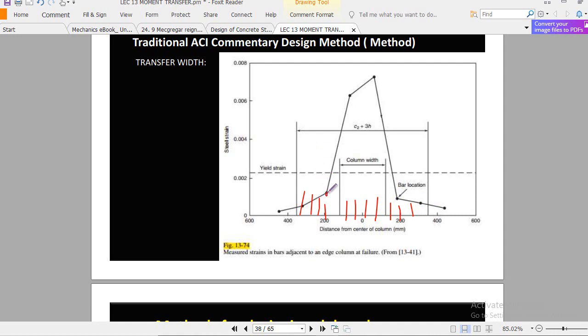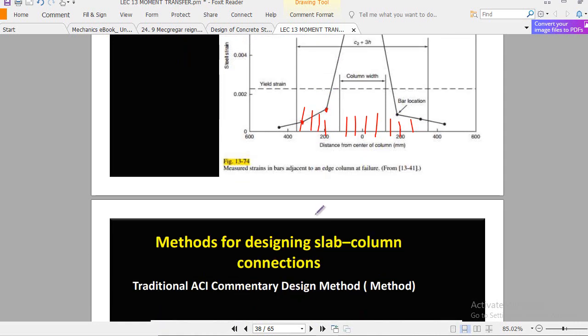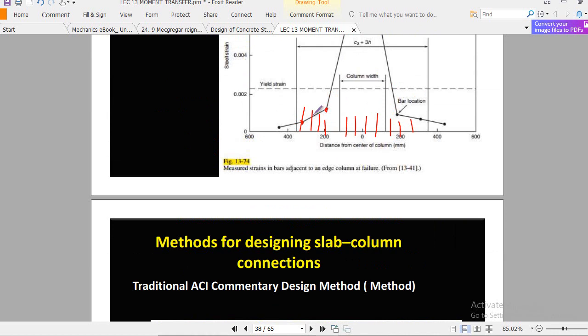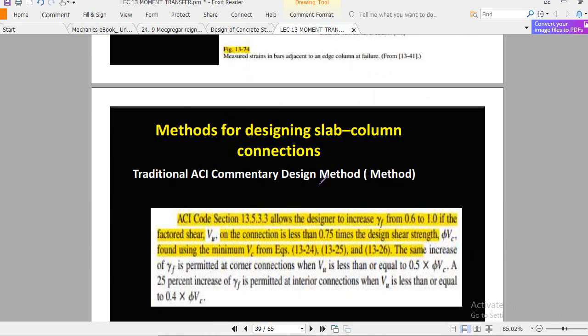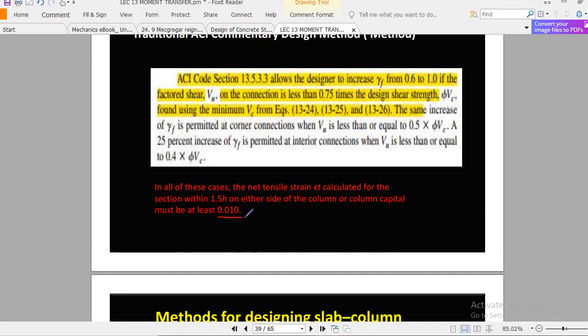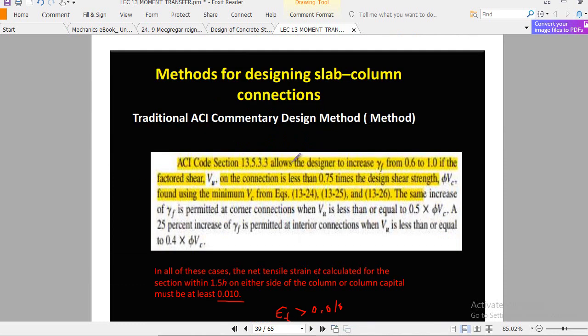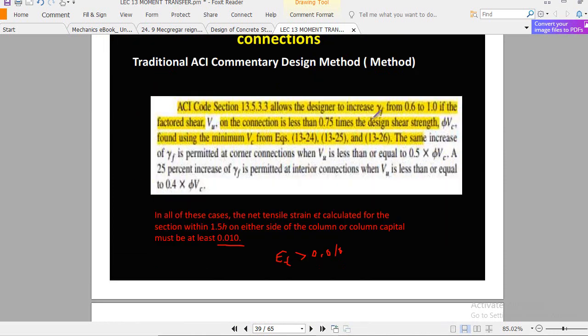You see here these points, these are the bars. So the ACI code says that the strain value should be checked right here, and the minimum strain in this region, which you are providing outside the column width at 1.5 times h, must be equal to 0.010. So we will check epsilon t in that region, whether the epsilon t value is more than 0.01 or not, because the bar must reach the yield point at this location as well. This kind of ACI criteria is very important to understand.